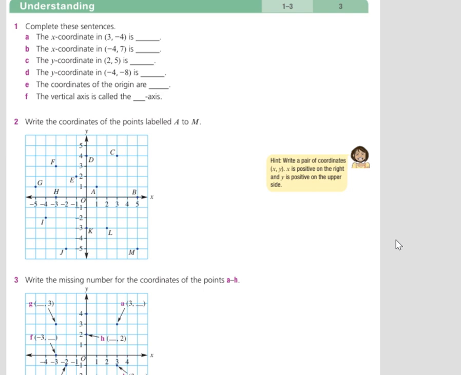Hello everybody, we're just going to be looking at some more straight line graphs and looking at things to do with the Cartesian plane. Just let me know if you've got any questions.